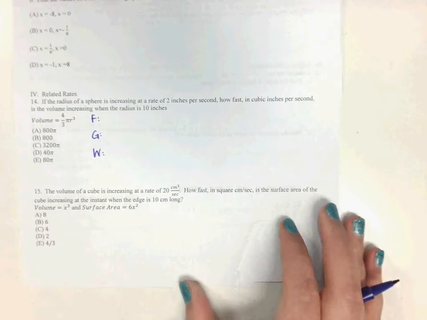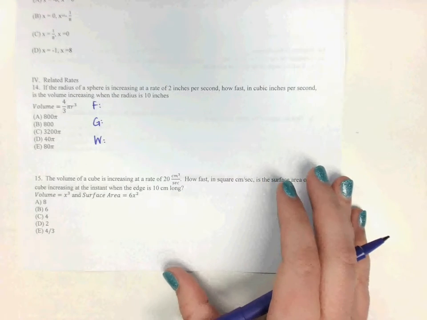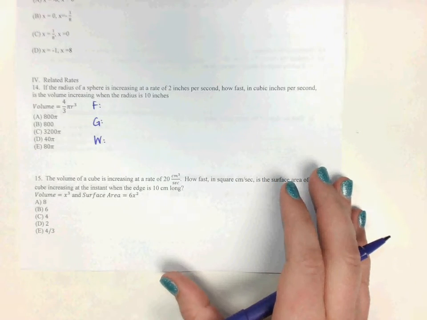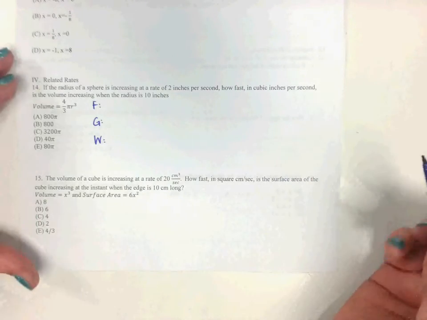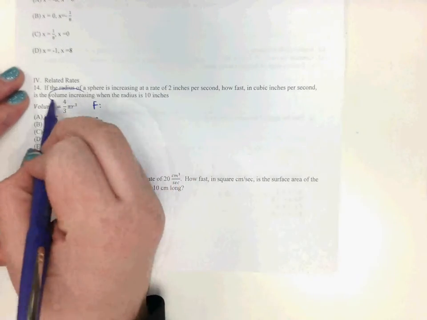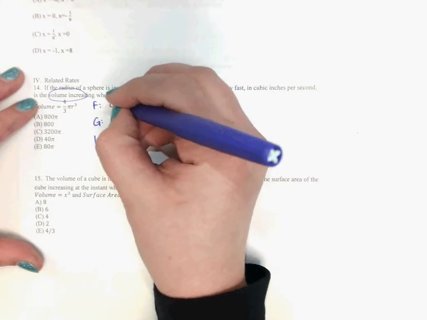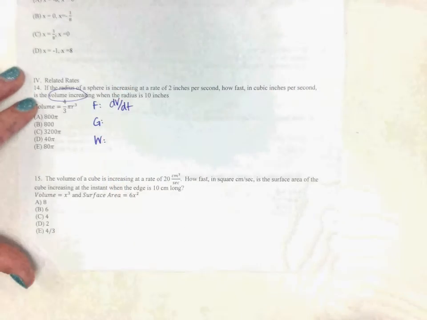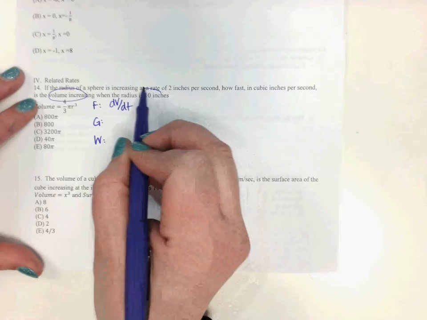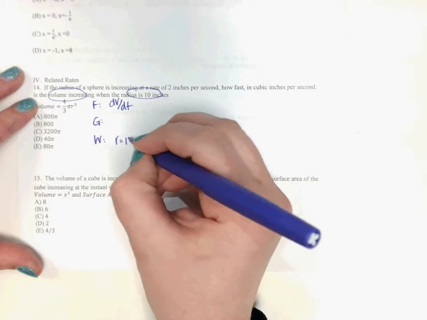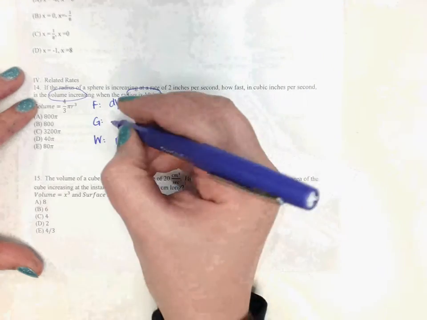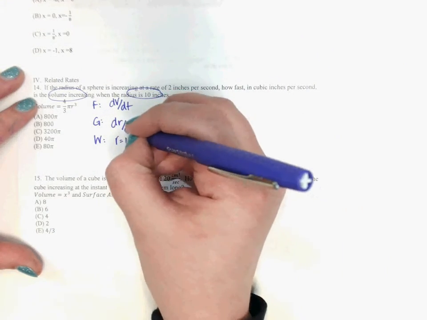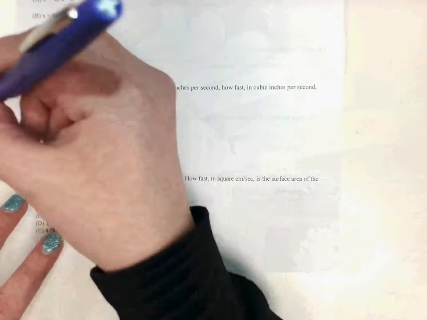Okay, ready, James. The more we get done now, the less you have to get done later. So, what are we finding? How fast is the volume changing? You're finding dV/dt. What's my when? R equals 10. Then my given, it says the radius is increasing at a rate of 2. That's dr/dt.